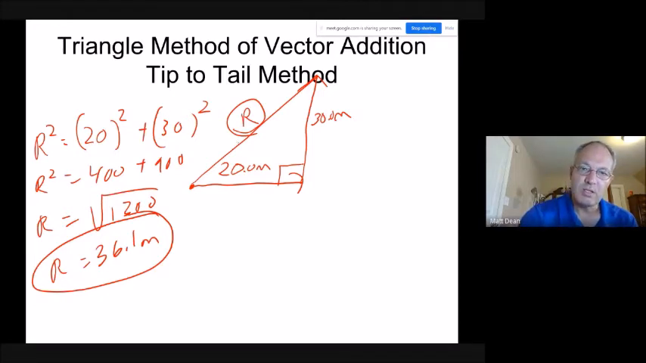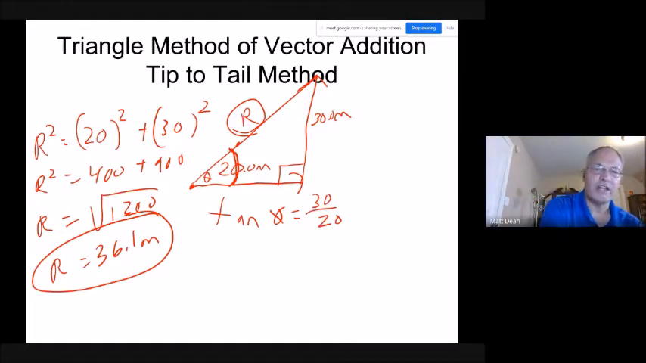So here's our resultant, this line. So you want to find the angle between your resultant and the horizontal, this angle. I'm going to call this angle theta. And notice I know the side opposite and the side adjacent to that angle. So to find that angle, I'm going to use tangent. Remember that the tangent function is equal to opposite over adjacent. So in this case, the opposite side of that angle is 30. Adjacent side is 20.